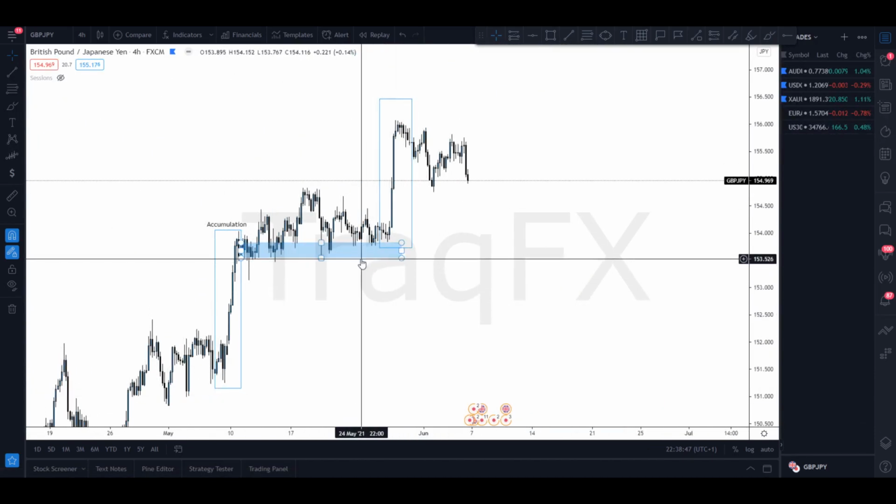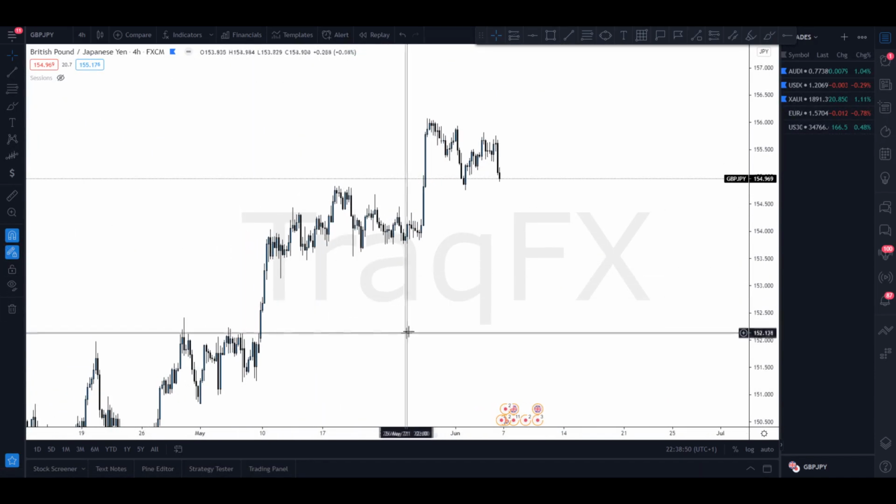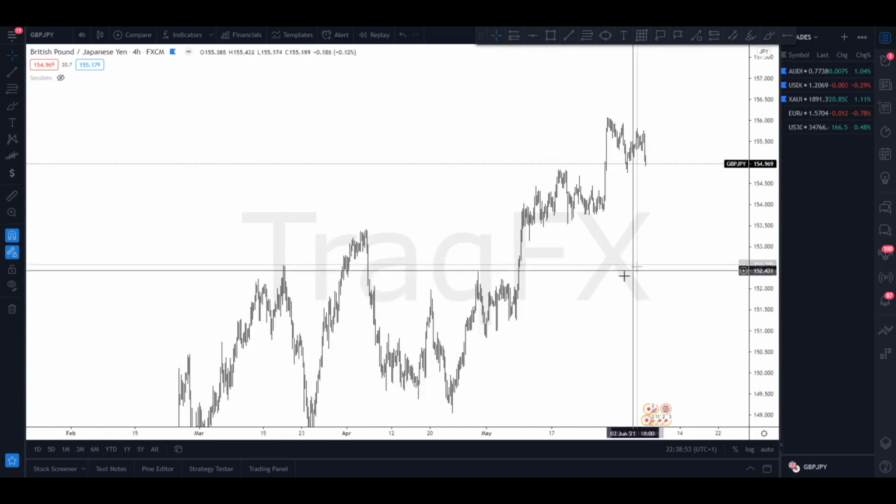I'll keep this, but I'll just delete all this stuff right here. Actually, I'll just delete everything. All right, so basically we have our chart.